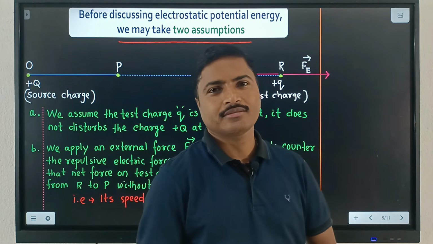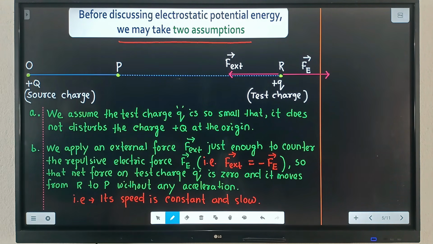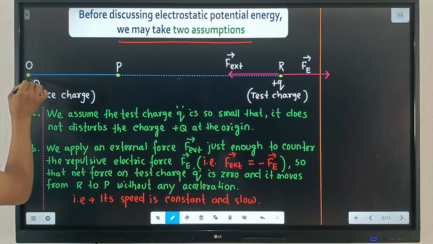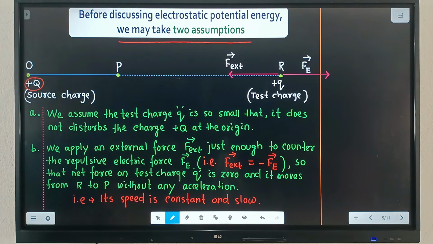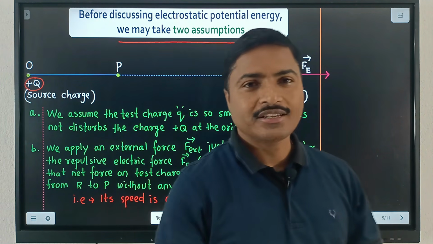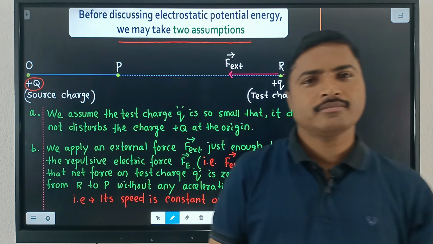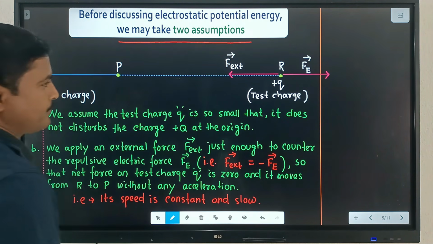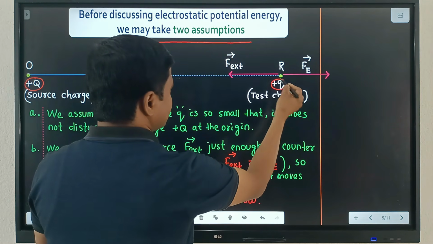What are these? Look at the figure. O point is the origin. At point O, one charge is there, that is plus Q, capital Q. That is known as the source charge. Similarly, another charge is there, second charge. That is also plus Q, that is situated at point R.